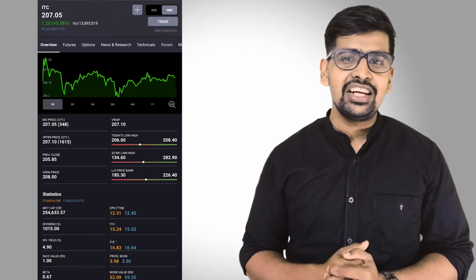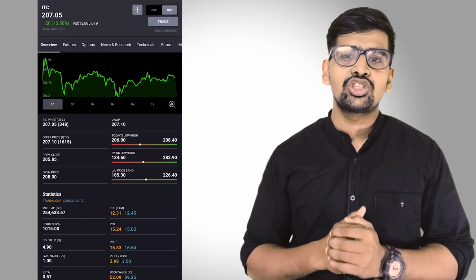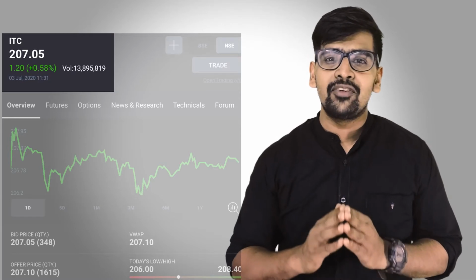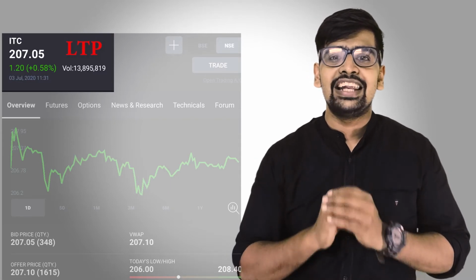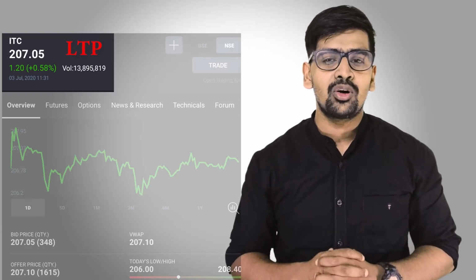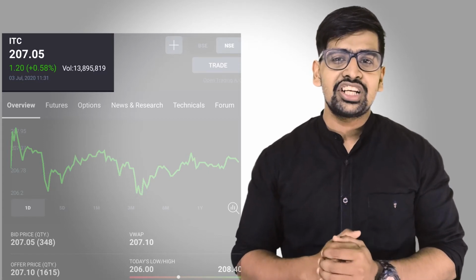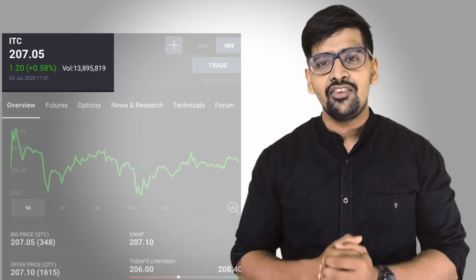I am sharing the screen of the Money Control app here. You can see that we have searched for a stock named ITC. Just below ITC, you see a number that is given in bold. The number is nothing but the LTP of the share, or the last traded price. LTP is nothing but the latest value for which the share was traded. Now here in this case you can see that the shares of ITC was last traded at 207 rupees 5 paise as of 11:31 am on 3rd of July 2020.